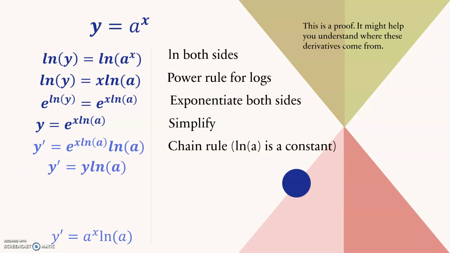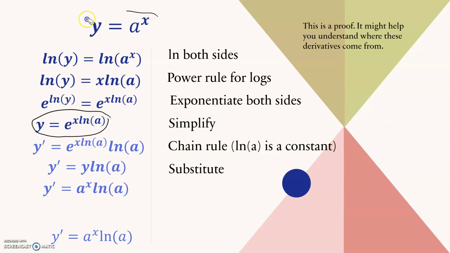And then we can do a little substitution. We noticed in this step that y is equal to e to the x natural log of a. So we can rewrite this as y prime is equal to y times natural log of a. And then there's another substitution we can make. Because y is equal to a to the x, we can substitute a to the x in for y. And the reason we want to do that is so that our answer is all in terms of x, because that's how our question was. And we got to the derivative that way.